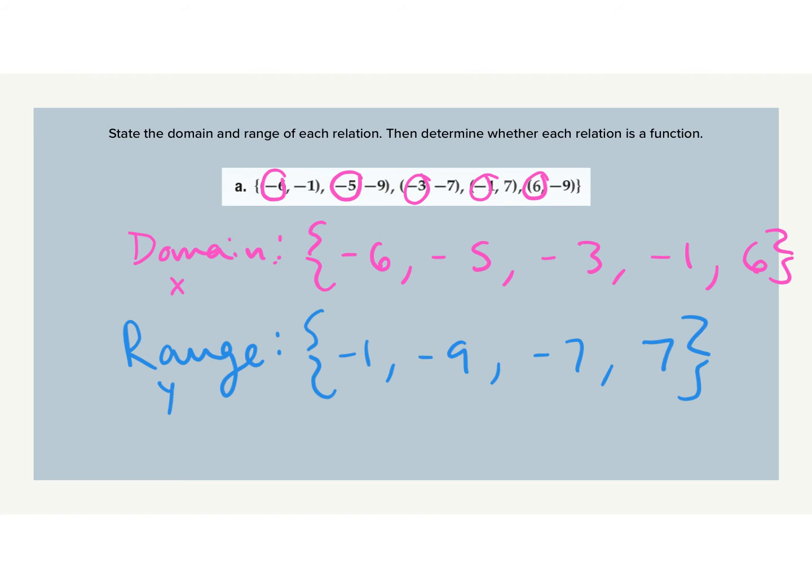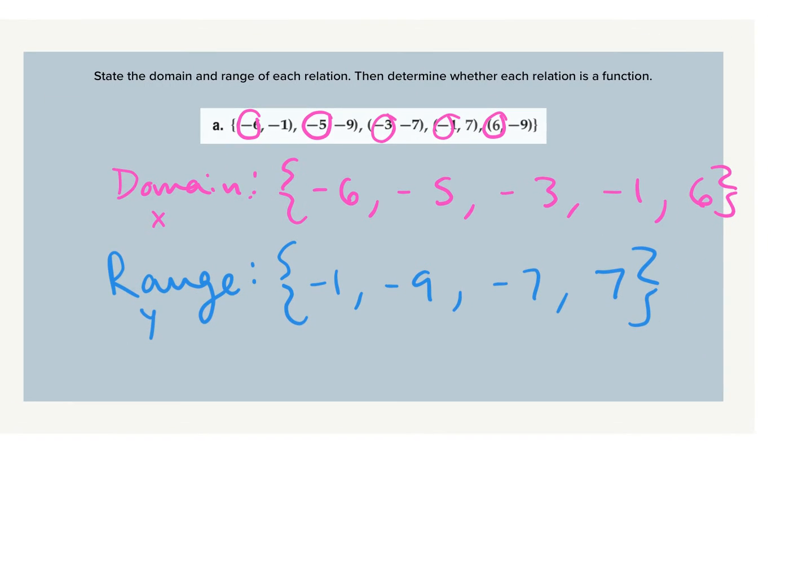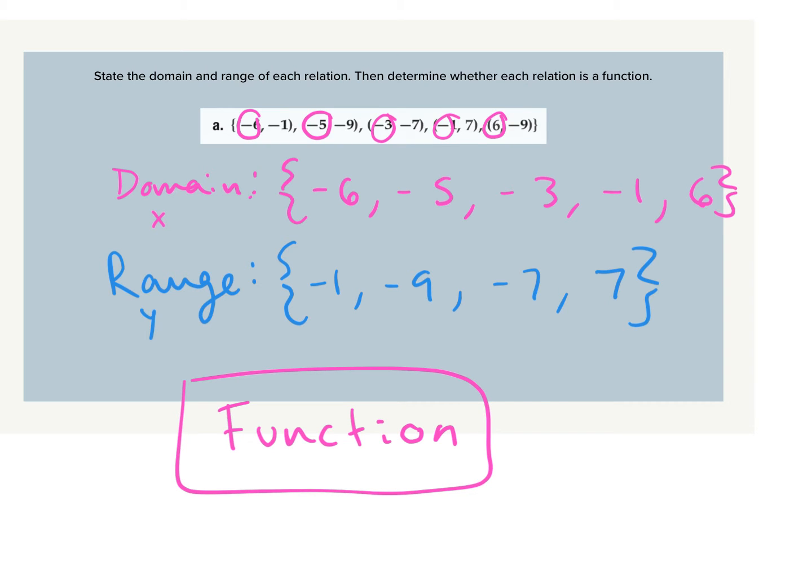So do we think this is a function or not? Yes. Why? Awesome. None of our x values repeat, so yes, this is a function. So even though we have a y value that repeats, all we care about is whether our x's repeat. You can have y's that repeat, you just can't have x's that repeat. So this is a function. Any questions here?